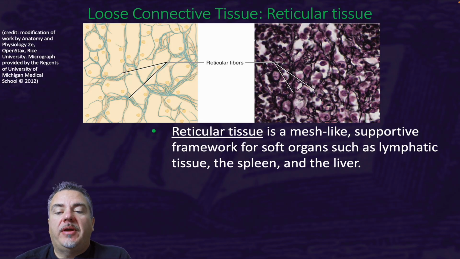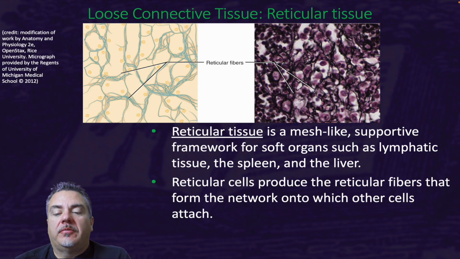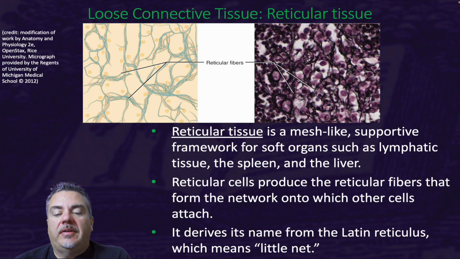Reticular tissue is a mesh-like supportive framework for soft organs such as lymphatic tissue, the spleen, and the liver. Reticular cells produce the reticular fibers that form the network onto which other cells attach. It derives its name from the Latin reticulus, which means little net.